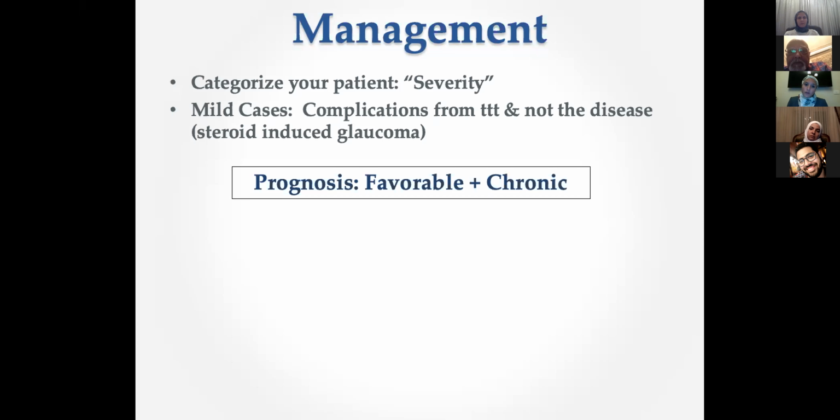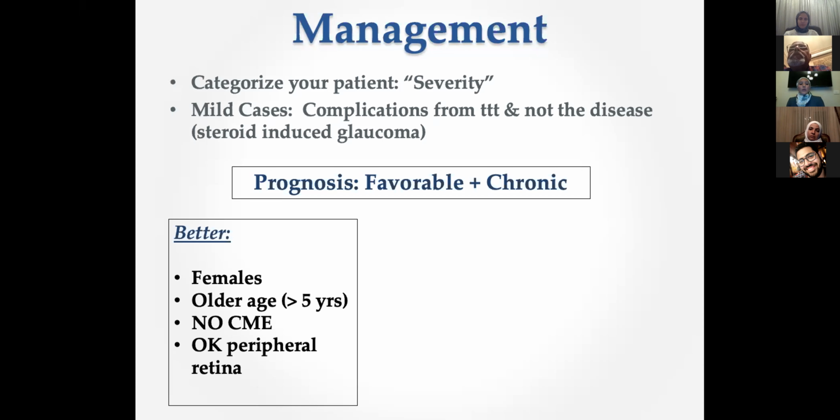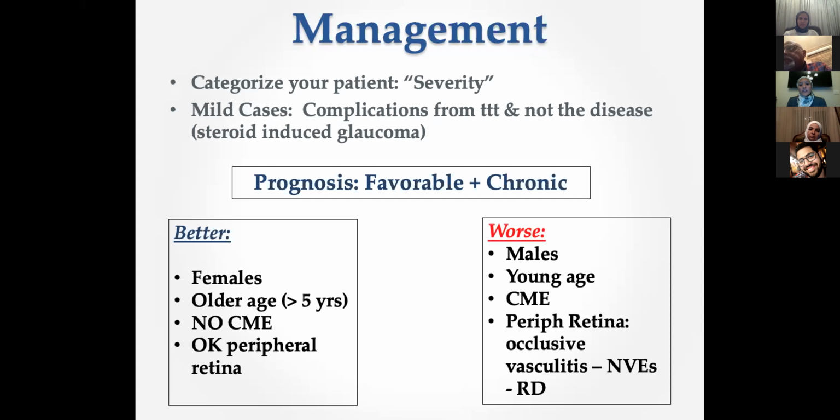It's usually of a favorable prognosis, but a more chronic course. In some of the literature reviews, it's described as having the longest duration of uveitis, more than the anterior and the posterior uveitis. We see better prognosis in patients who are females, older age at onset, with no posterior segment complication, and it's worse in the opposite entity of patients having macular edema and peripheral occlusive vasculitis.